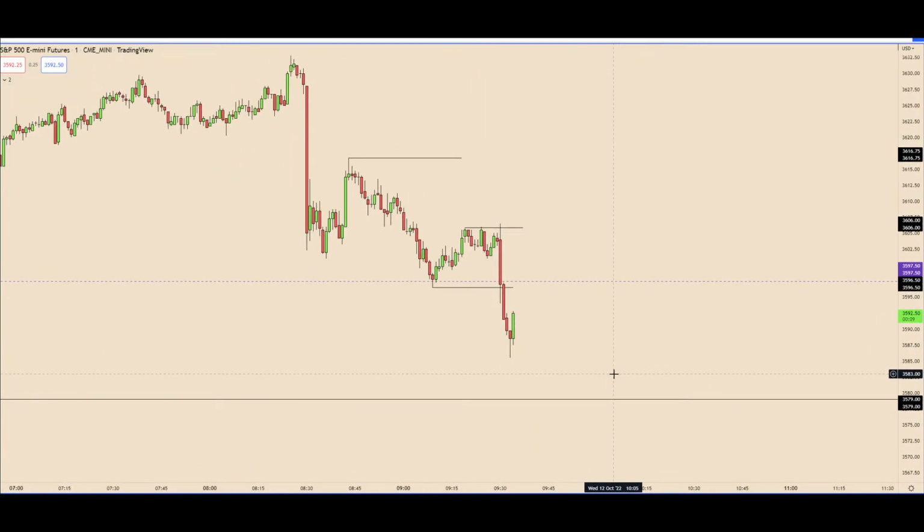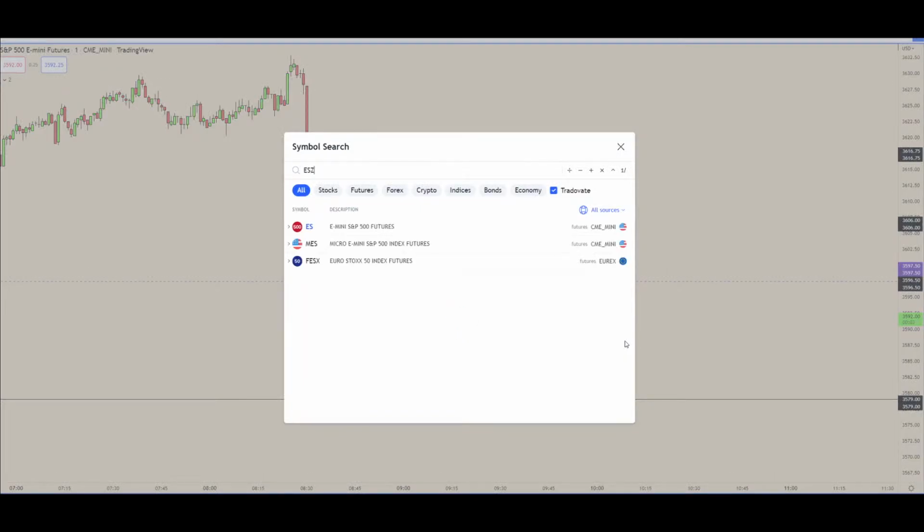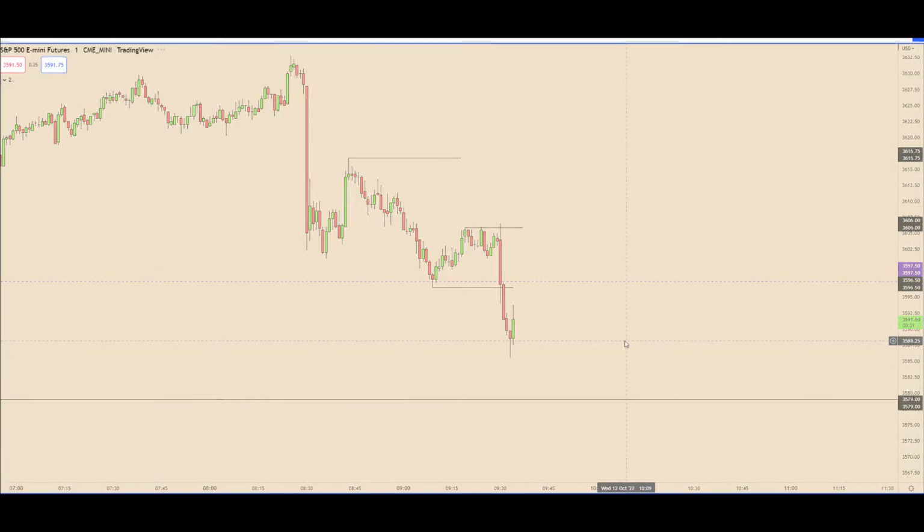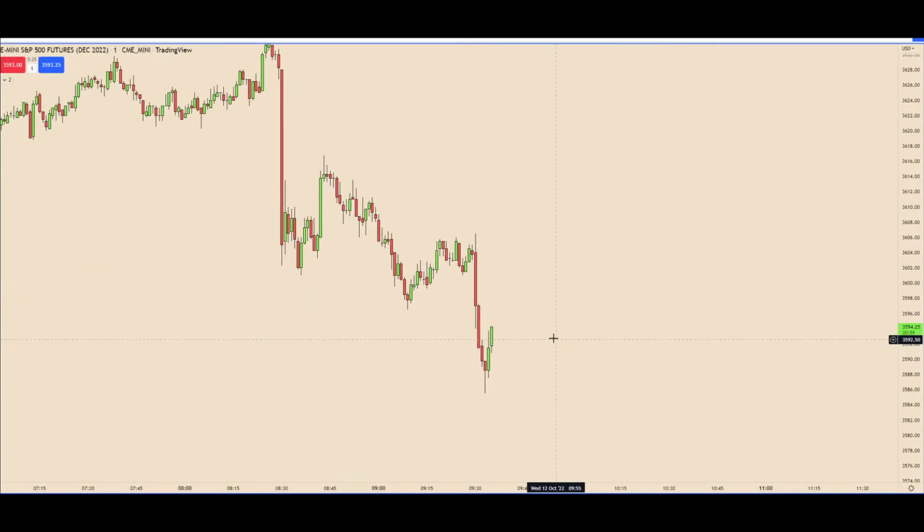What ticker do you use? ES1. Yeah, this is just for charting though. You can't actually execute on ES1. You have to use ESZ2 or MESZ 2022, right? So if we're just watching it, right? Previous lows.